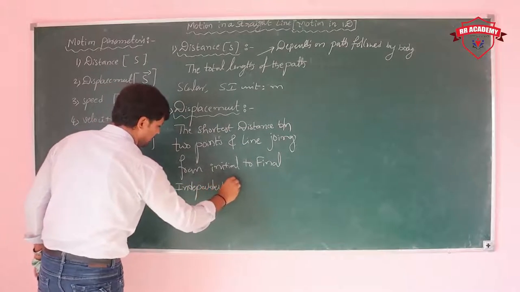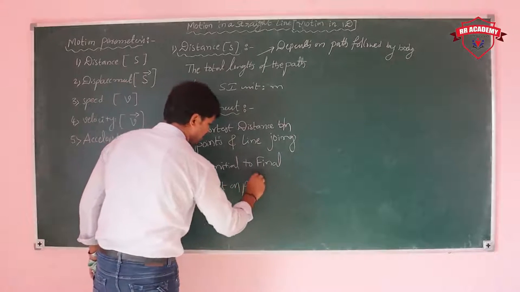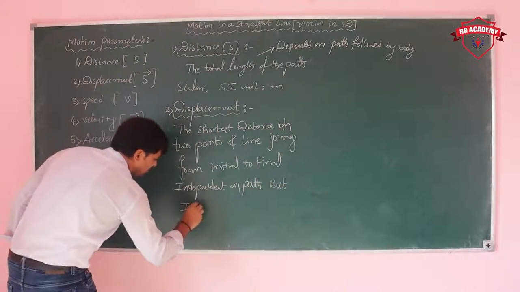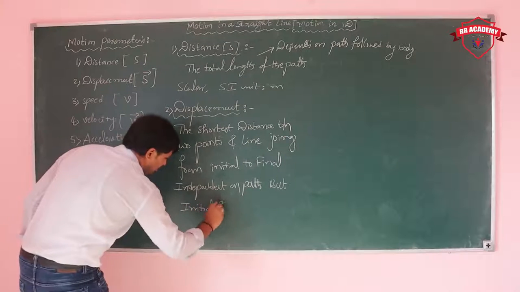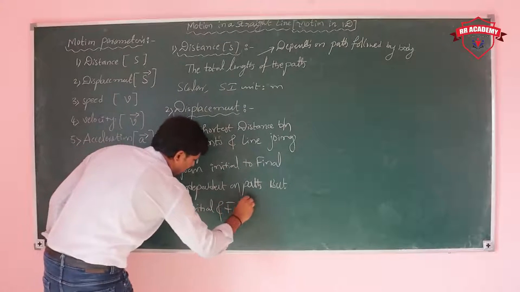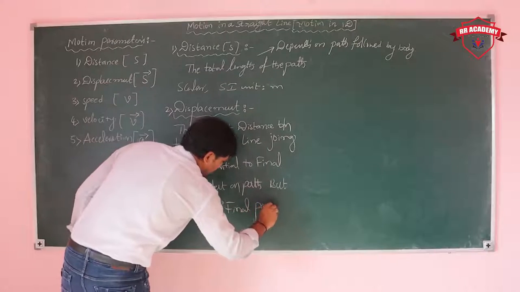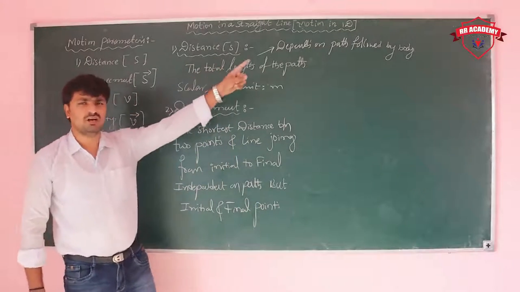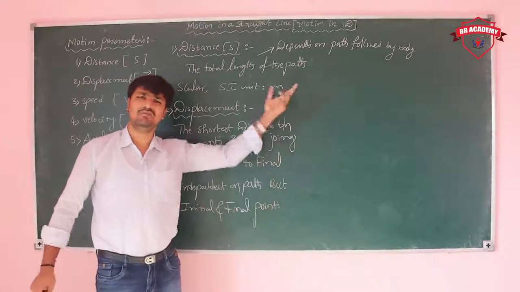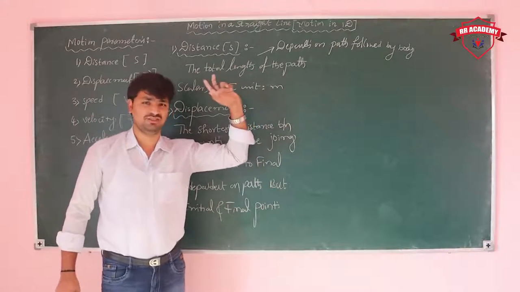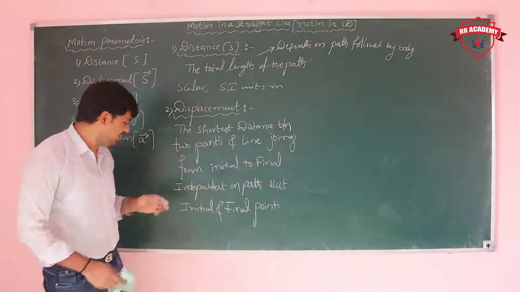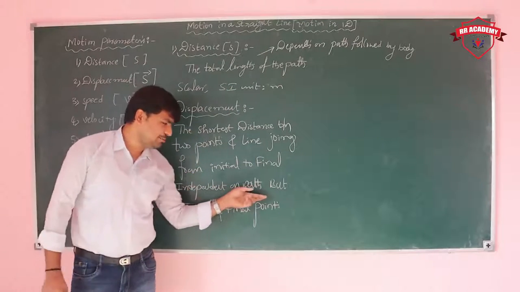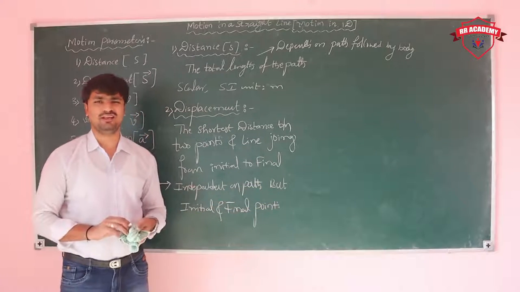Independent on path, but depends on initial and final points. Very important points here. Distance depends on the path followed by the body. It may depend on initial and final points. But the displacement depends only on initial and final points. It's independent of the path followed by the body.